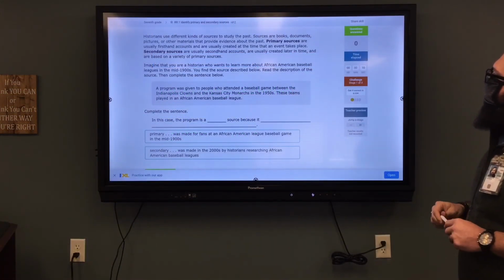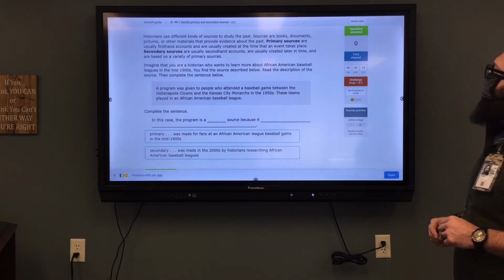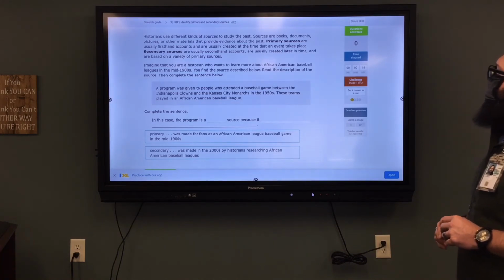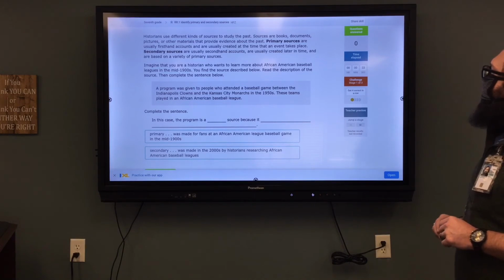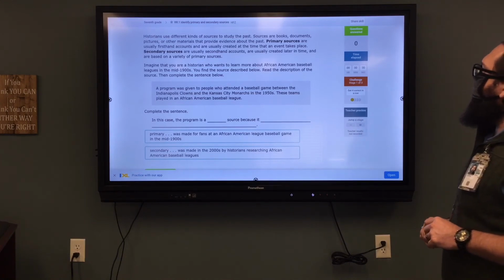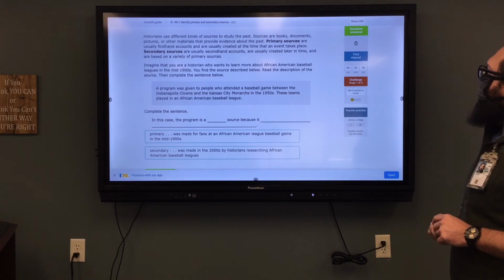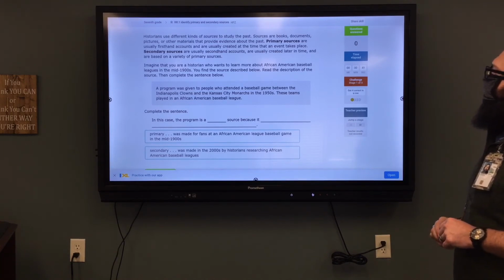All right, let's take a look at the information we are presented. Historians use different kinds of sources to study the past. Sources are books, documents, pictures, or other materials that provide evidence about the past. Primary sources are usually first-hand accounts and are usually created at the time that an event takes place. Secondary sources are usually second-hand accounts, are usually created later in time, and are based on a variety of primary sources.